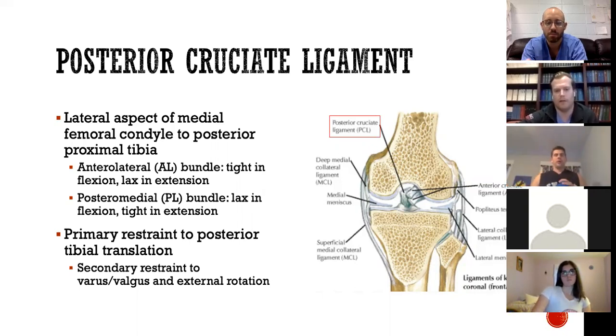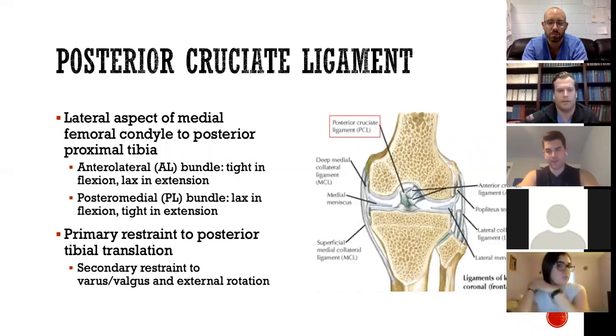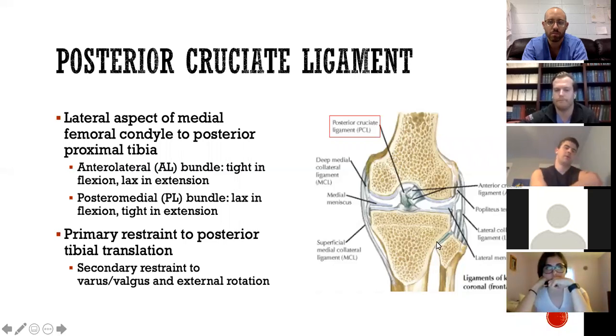The posterior cruciate ligament has an anterior lateral and posterior medial bundle. You can remember this by the ACL and PCL being opposite in terms of anterior lateral and anterior medial. And you can remember that the PCL is your PAL, with an anterior lateral bundle. So for the PCL, the anterior lateral bundle is similarly tight in flexion and lax in extension. Conversely, the posterior medial bundle is lax in flexion and tight in extension.